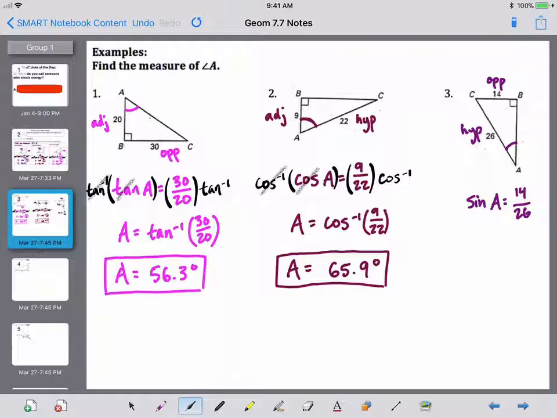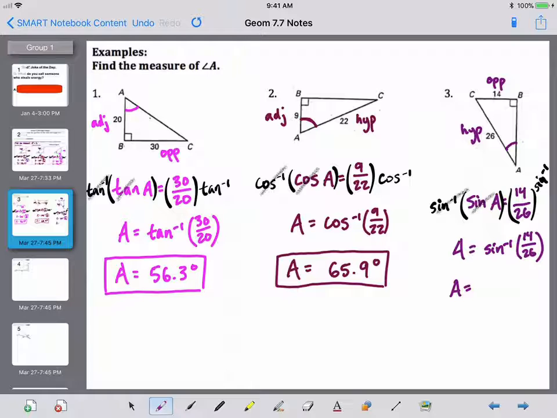So now again, to get A by itself, we have to take sine inverse. If I do that on the left, I need to do that on the right. So these will cancel, and we'll be left with angle A being the inverse sine of 14/26. And if you plug that into your calculator using that inverse sine button, remember push second sine to do that, you'll get 32.6 degrees.